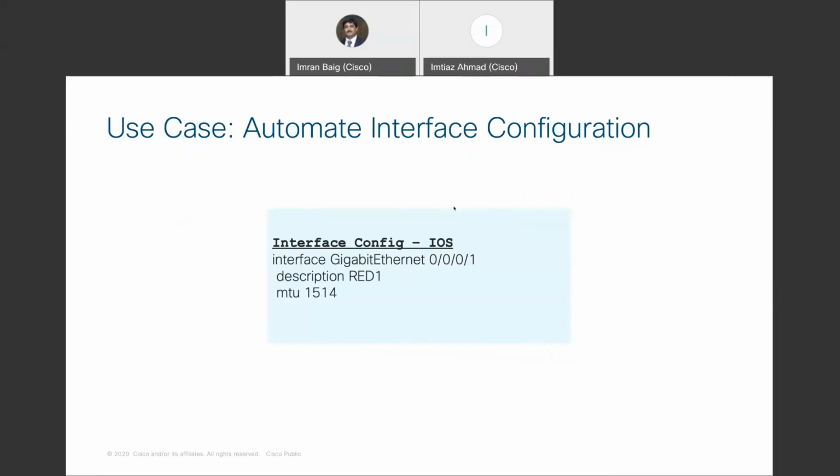So as you can see in this example, we are trying to configure an interface of type GigabitEthernet, and the ID is 0/0/0/1. And the description that we are trying to keep for this interface is red 1, and the MTU value is 1514. At this point, the expectation is the user configures this type of interface over and over again, and we want to make sure that we automate this process so the network engineer does not have to repeatedly do the same task.